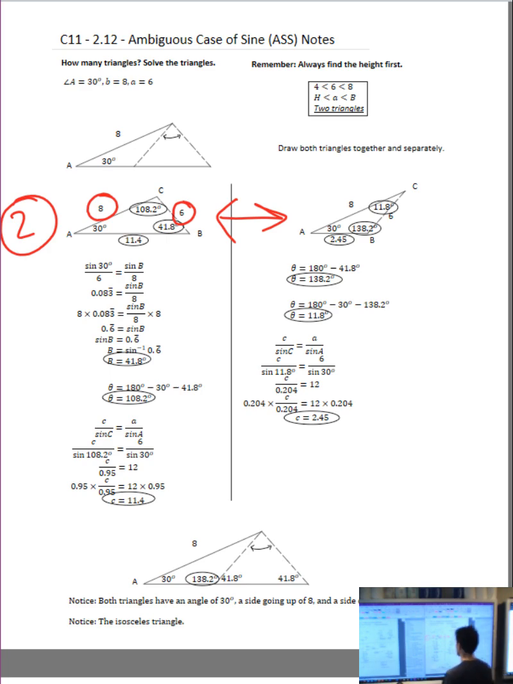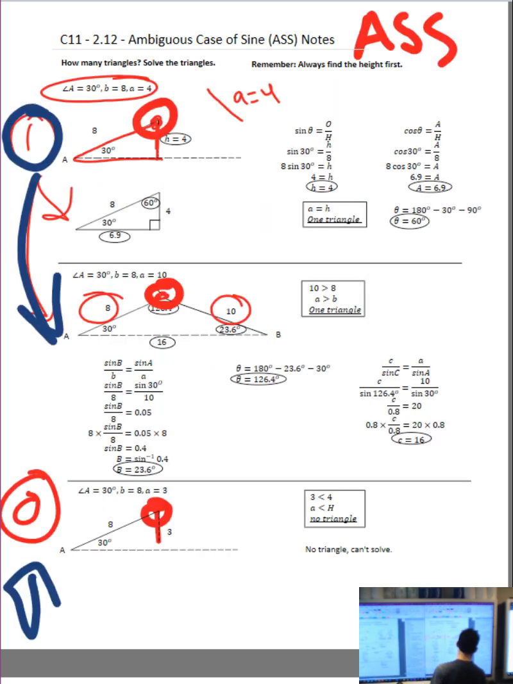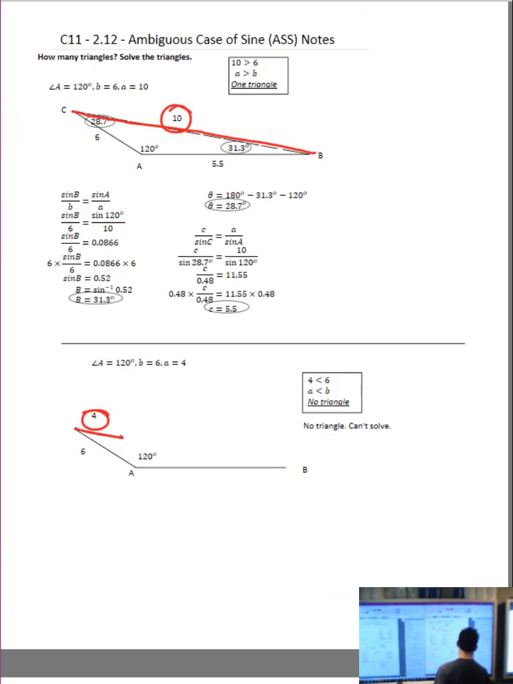But yes, ambiguous case. There's a review sheet at the beginning of the chapter with all of these 1, 2, 3 cases together on the same page.